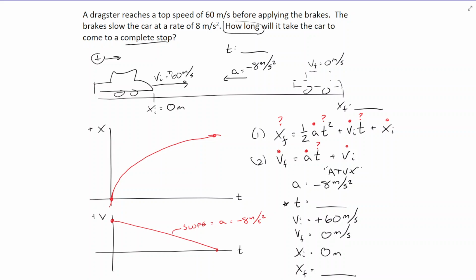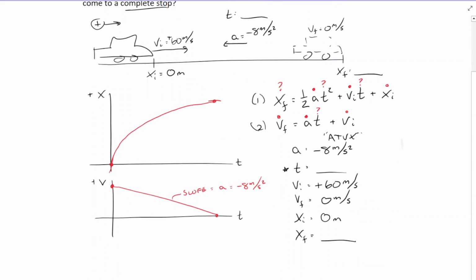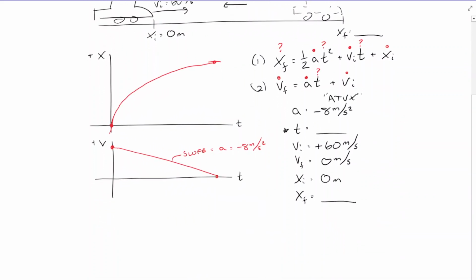And I'm asking myself, well, does one of these equations have only one missing variable? Well, sure enough, equation 2 has everything except t. So if I want to find time, I can use equation 2 to get the time. And so equation 2 says that v final is equal to a times t plus v initial.